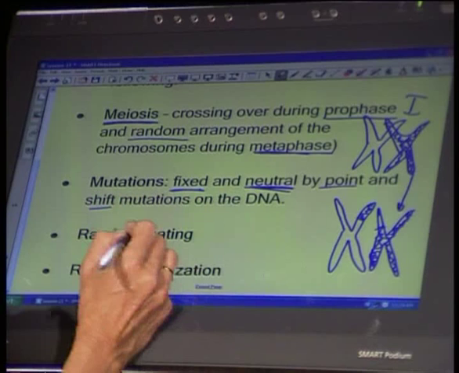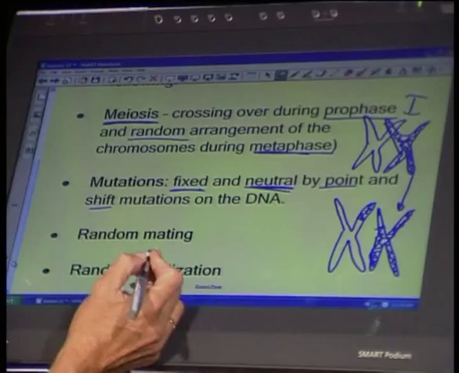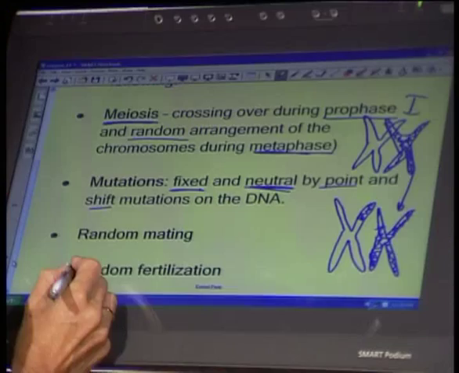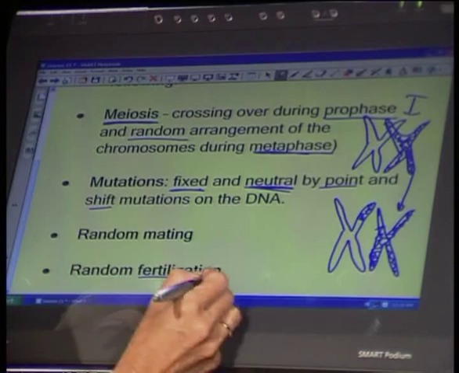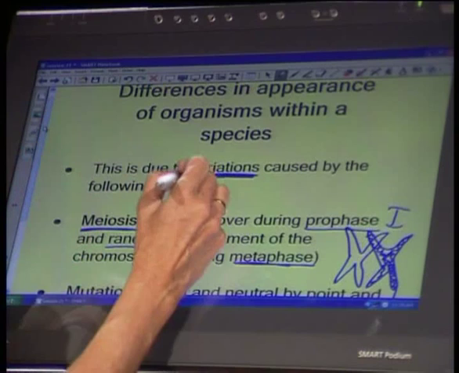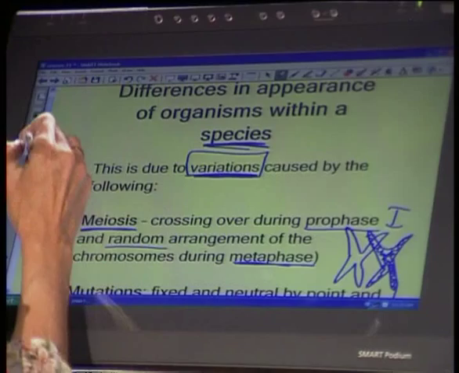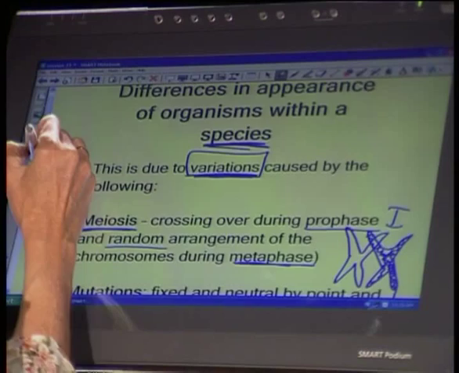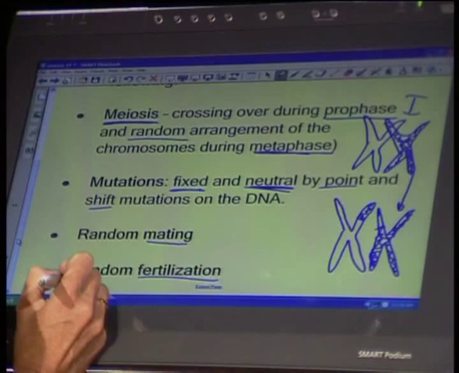And then you have random mating. All right? It's very important. So if there's random mating, the mates are selected, and that is the mate that will fertilize the egg cells. And we have random fertilization. Now, all of these processes are going to lead to variations within one species, okay? Within one species. The random mating and the random fertilization is important.